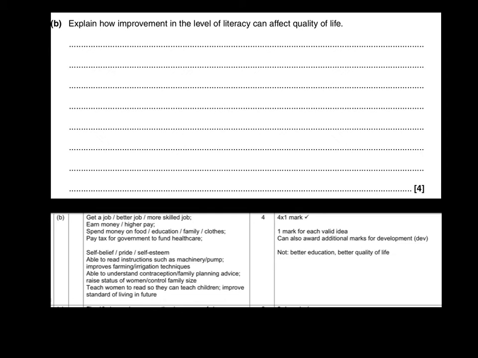You need, again, to think about other things. So, for example, you might talk about self-belief. You might talk about how it can improve farming. Again, if you can read fertiliser instructions, things like that, you're going to improve the amount of food. If you can read, then you've got access to contraception, family planning. And again, if women can read, they can teach their children, and that will improve their quality of life, particularly in the long term. So again, here, the best thing to think about is, well, I've done the obvious marks, where do I go next? And if you can think about some of the other impacts, then you'll get 4 marks.